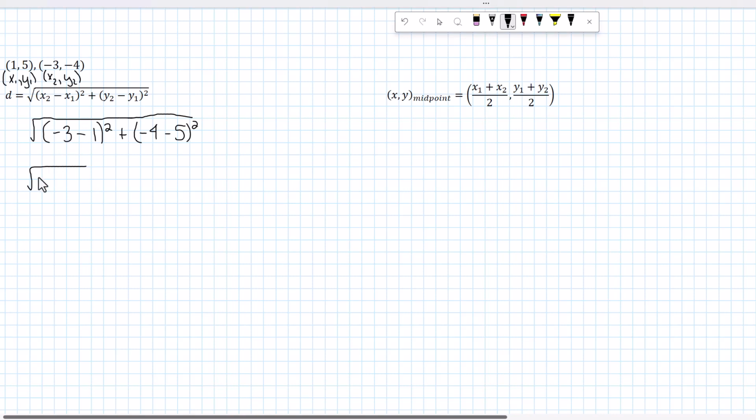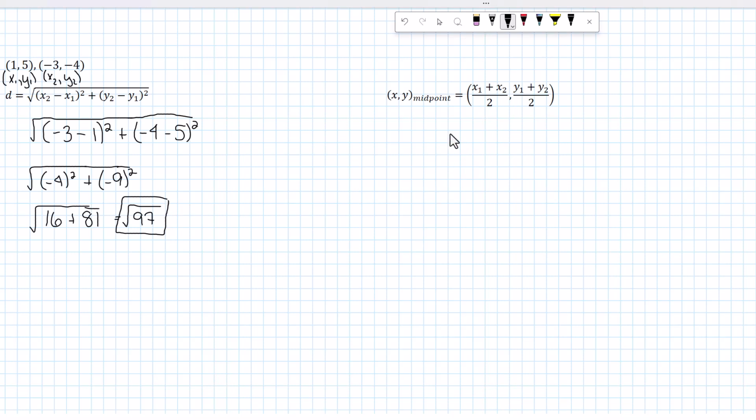Okay. I'm going to continue to simplify. -3 minus 1 is -4, squared, plus -4 minus 5 is -9, squared. All right. That's going to give us -4 squared is 16, plus -9 squared is 81. And when we add those together, we end up with 97. 97 does not reduce. There's not a perfect square in it, so this will be our answer.